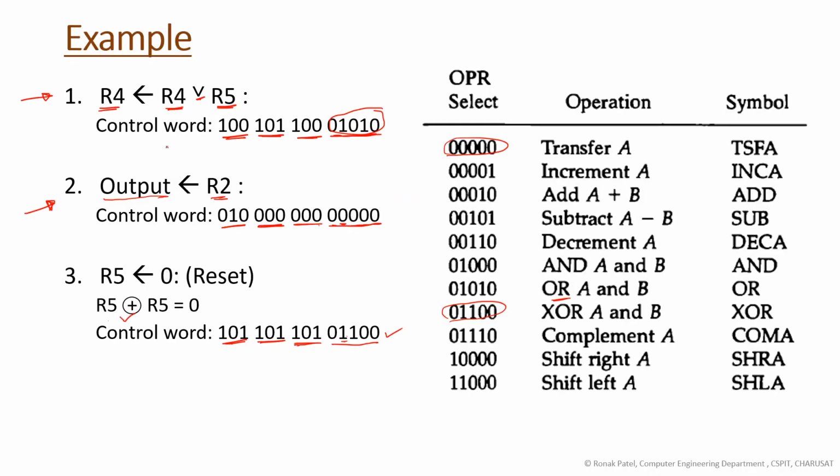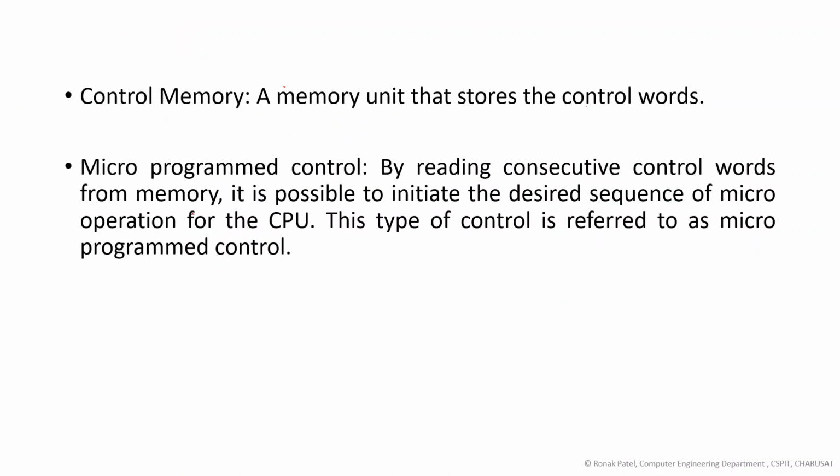So we have generated the desired operations. First we want to perform this OR operation, then we want to perform the transfer operation. This can be done, and this is referred to as microprogram control.